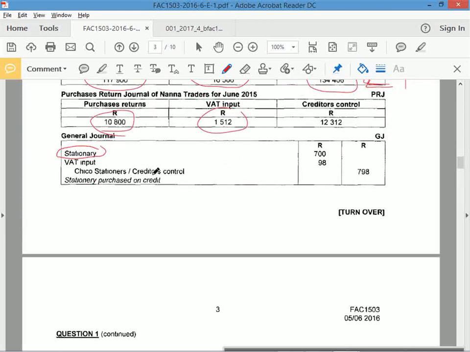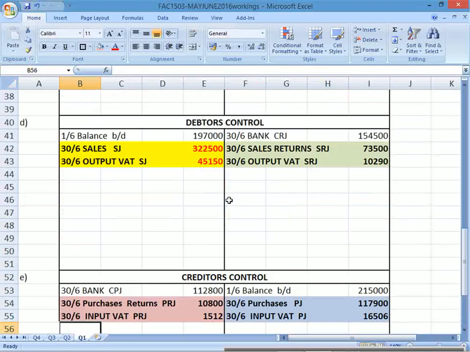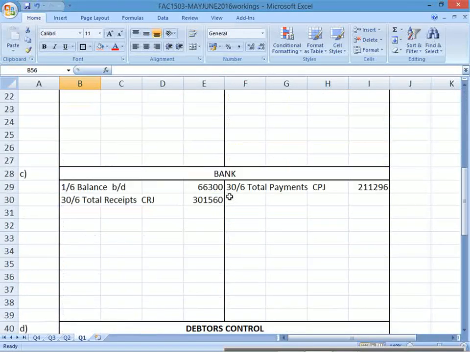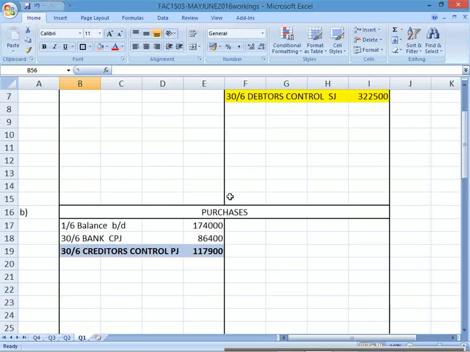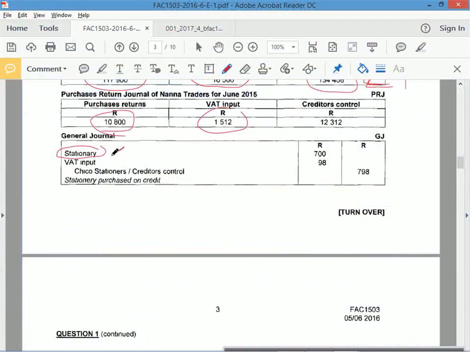Stationery, did they ask for stationery? Yes, they did. Stationery debited was 700. Stationery, where's stationery? No, they didn't ask for stationery, sorry. It's my mistake, I thought they did. VAT, they didn't ask for. Did they ask for creditors? Yes, they did. Okay, what's happening to my creditors? It's going up. Credit the creditors because of stationery and input VAT.